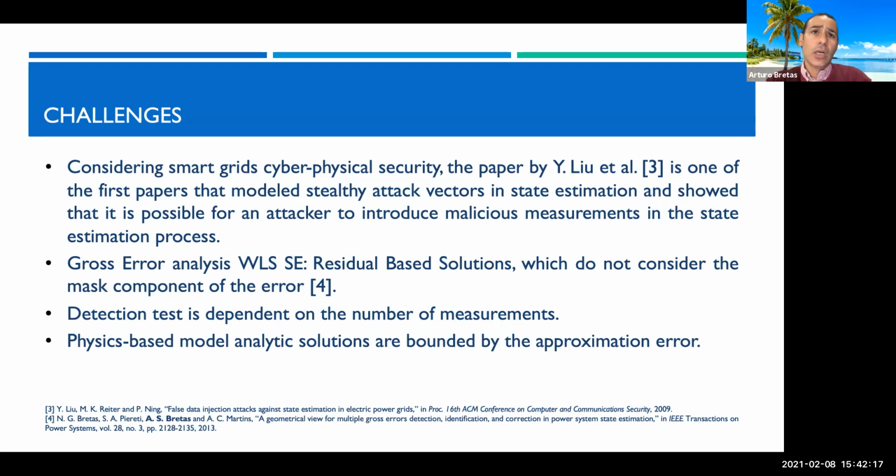However, we saw that a main limitation was based on the assumptions that the detection, identification, and even correction steps are all dependent on the number of measurements and how best you could model. So they're still model dependent, and they are, of course, bounded by the impersonation error. So as much as you can model, as much you will have an error.